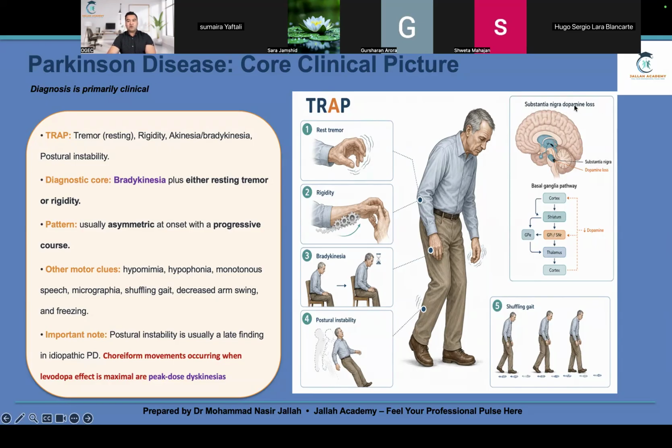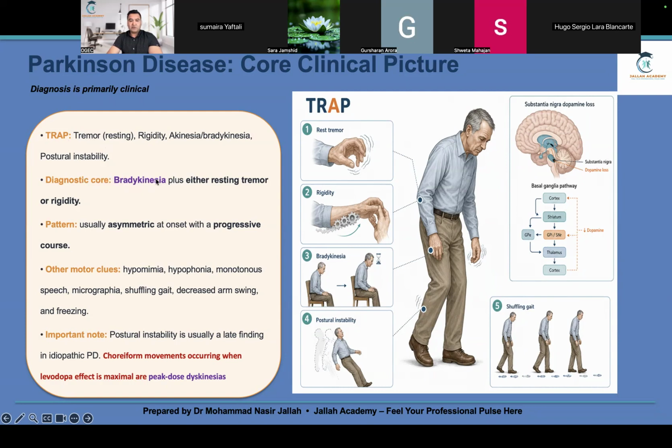They may ask you which part of the brain is affected, substantia nigra, or what is the main hormone affected in this condition, which is going to be dopamine. And shuffling gait. So TRAP, I mentioned it.